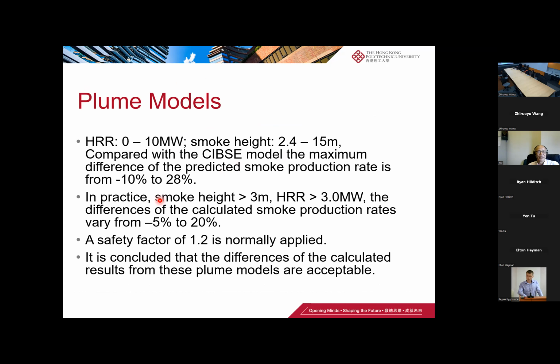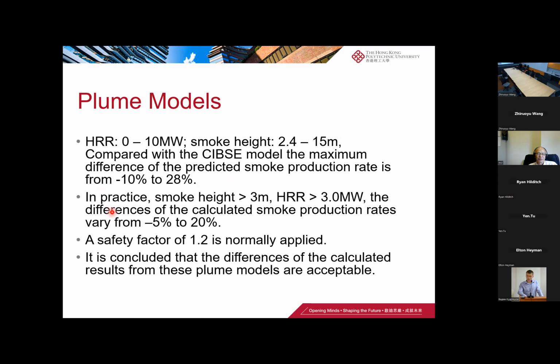In summary, if we consider the full range, what we assessed is a heat release rate from 0 to 10 megawatts and a smoke height from 2.4 to 15 meters. This is a wide range. Compared with the SIPC model, the difference among the four of them is from -10 to positive 28%. This is the discrepancy of these four models.